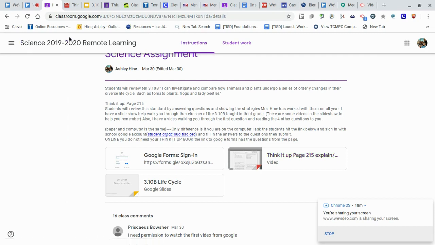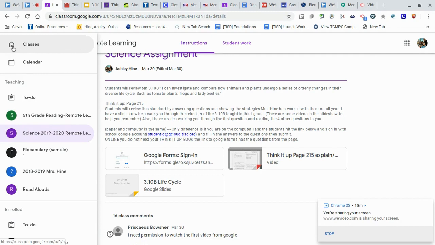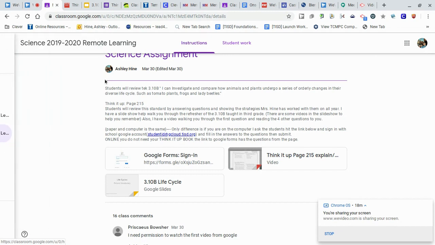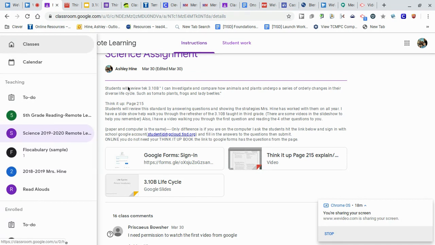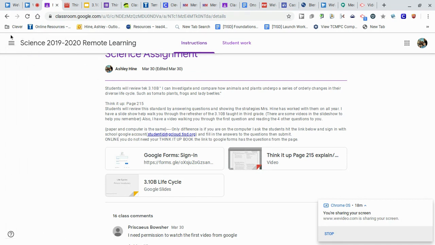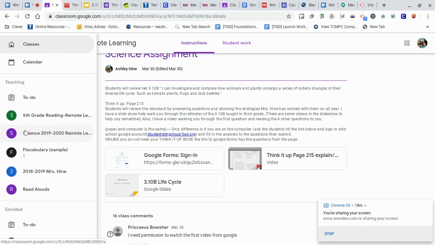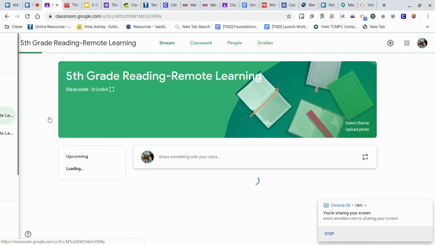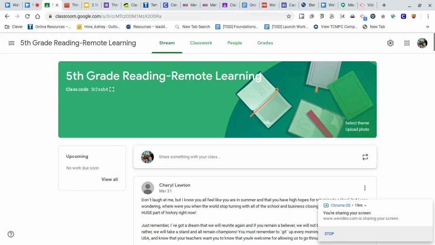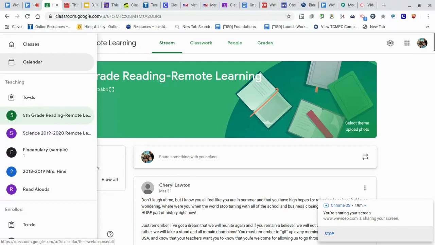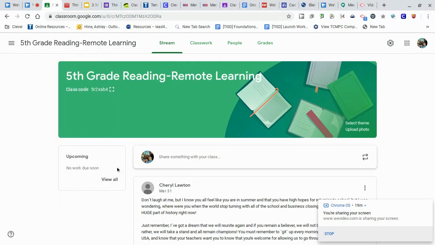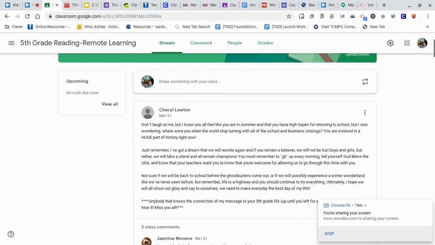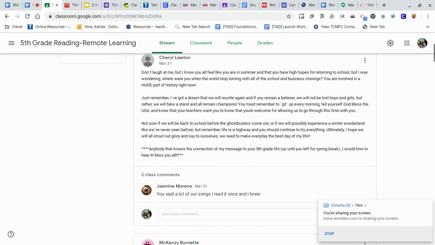When you're done with that, you can also always log out of Google Classroom or science. Let's say we finished our science for the day, but we forgot to do reading. You would click these 3 lines right here, and it will show you all of your classrooms. So let's say I hop into reading next. And so reading is going to show you the post from Miss Lawton. And so it will tell you any assignments or anything you need to do there.